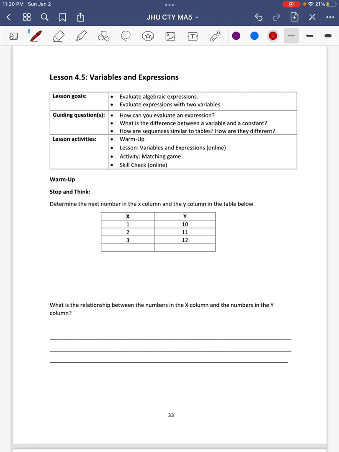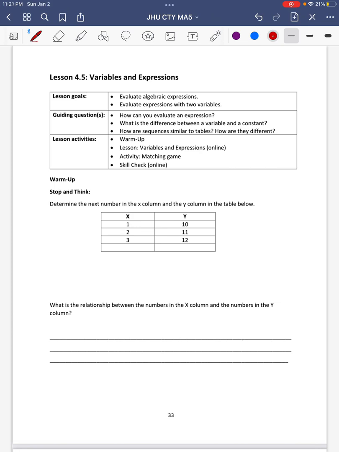Alright, here we are for lesson 4.5, and I believe the last lesson in Unit 4. If not, there's just one more lesson. So, either way, pretty cool. It's probably going to be my favorite lesson too because I love variables and expressions. I think variables are so cool.